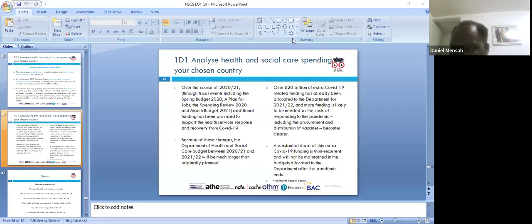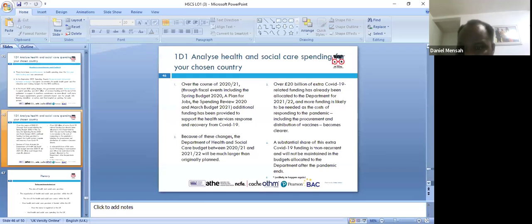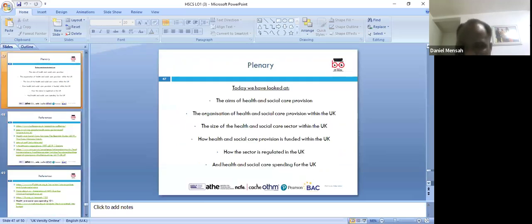So that's not really important, but it tells you how much funding will be made available over the years, because there are always issues along the line. And we are done for today's lecture.